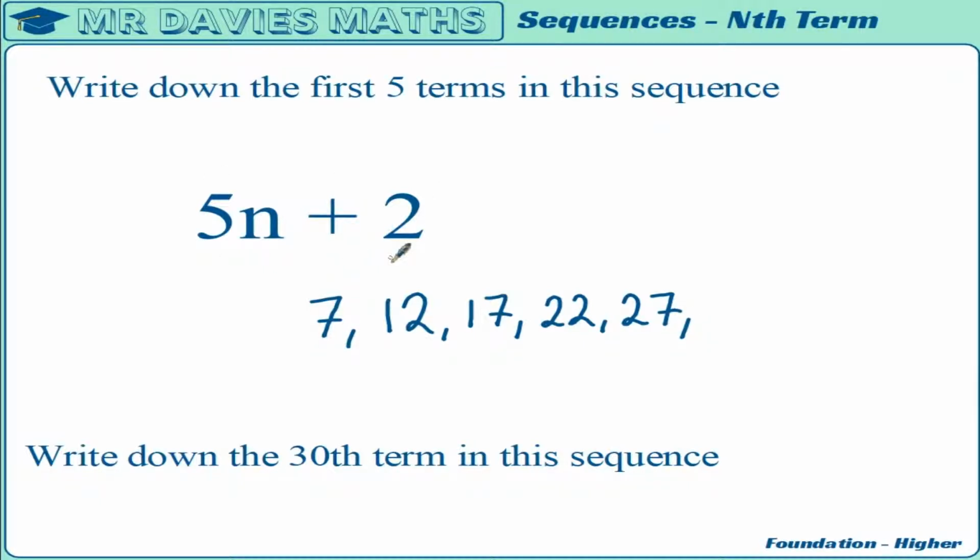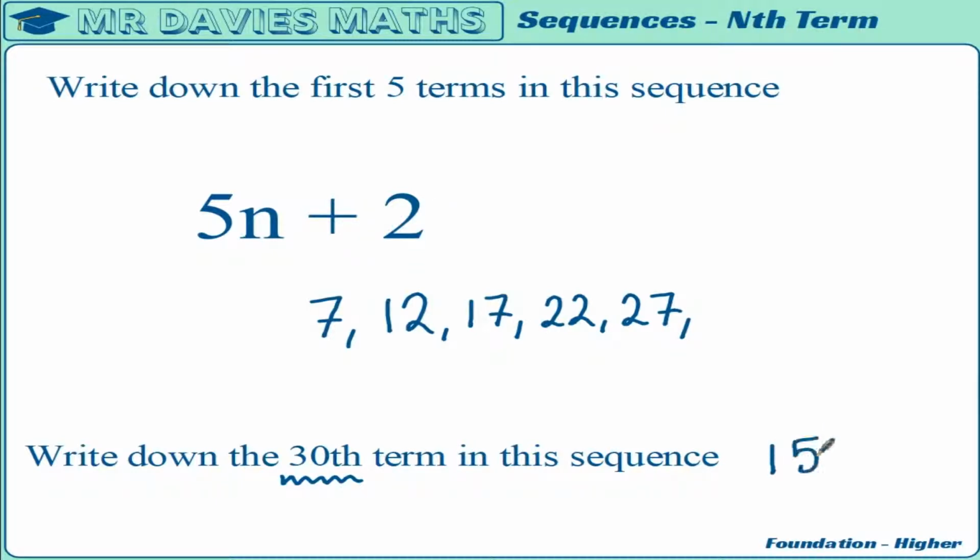Now we could do that for pretty much any number they ask for. In this part of the question, it's asking for the 30th number in this sequence, or the 30th term in this sequence. So all I'm going to do is find the 30th number in the 5 times table. Well, 30 times by 5 is 150. So all I'm going to do is add 2 to it.